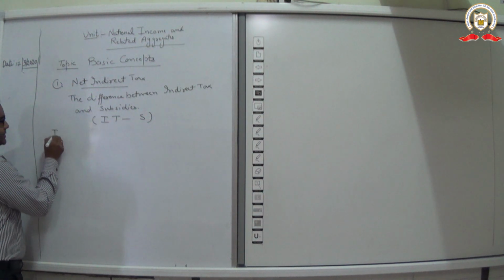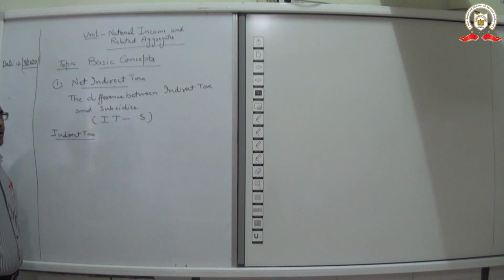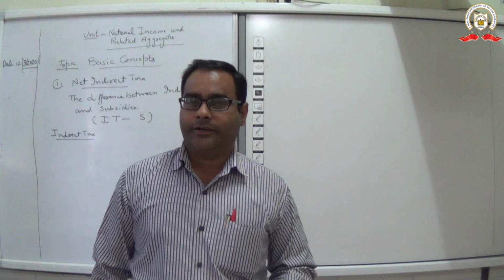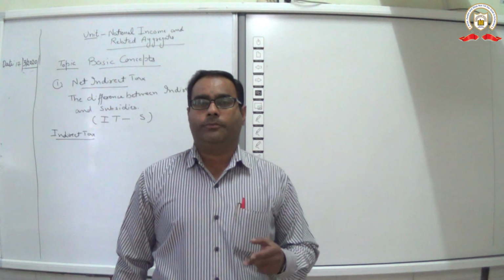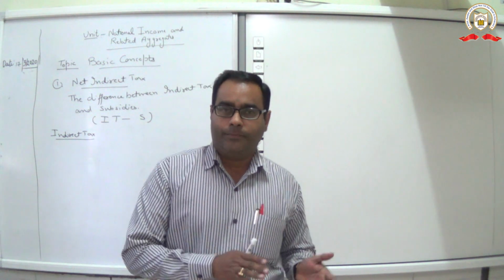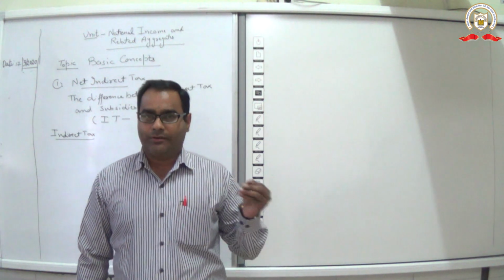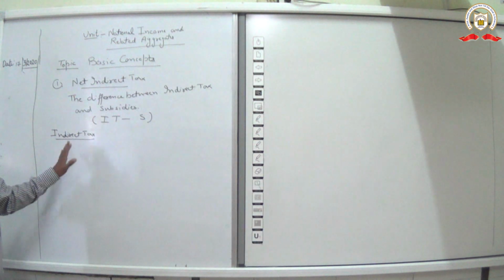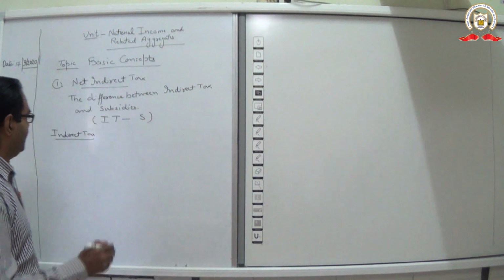Now, indirect tax. Taxes are divided into two categories: direct tax and indirect tax. Direct tax is one in which the liability to pay tax cannot be shifted. It means those taxes which are imposed on one person and the liability to pay the tax is also imposed on the same person are known as direct tax, whereas indirect taxes are those taxes in which liability to pay tax can be shifted.